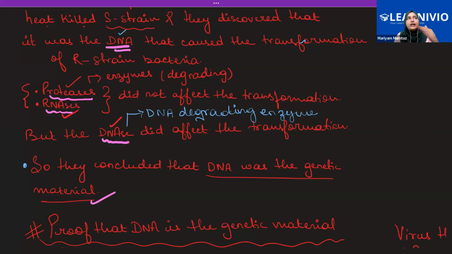So with this, they thought that it could not be a protein because even if the protein was degraded, still the transformation was happening. Then they thought it couldn't be an RNA because when the RNA was degraded, still the transformation was happening. Later on, when they added DNase, the DNA degrading enzyme, they saw that the transformation stopped. So ultimately, it was concluded that DNA was indeed the genetic material.